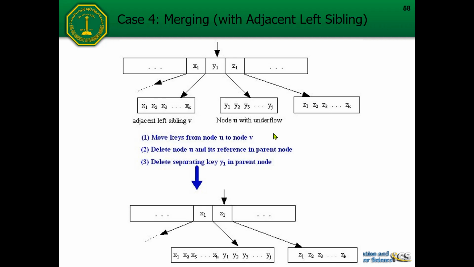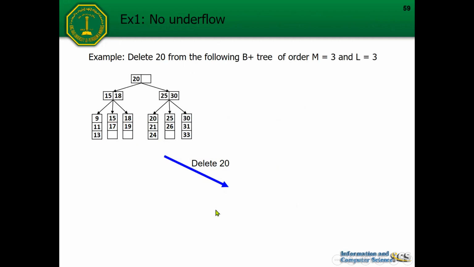So this is the second example of the merging operation. Now we are going to combine the node U, the node with the underflow, with the left sibling. The operation is similar to the previous one. We combine this node U and the left sibling. Then we take this value from the parent, put that in the middle, then we remove this value from the parent. So now we have this new node containing the keys from the left sibling and the node U with the underflow, and the middle key is y1. Similarly, y1 needs to be removed from the parent as in the previous example.